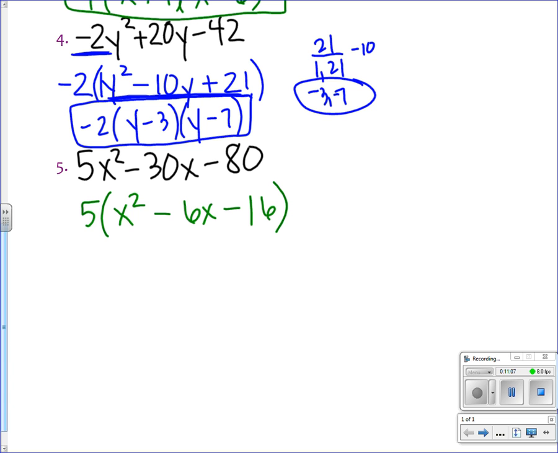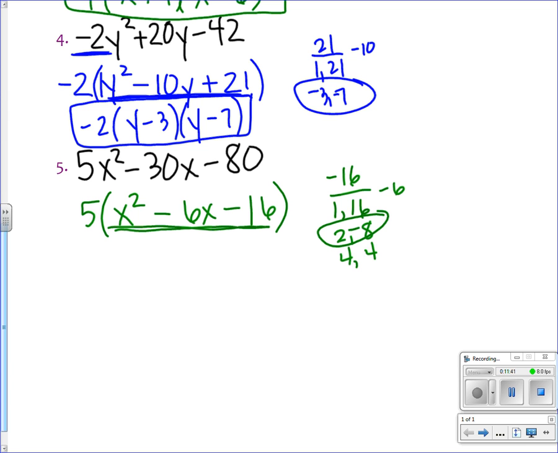Okay, now can we factor what's left? So can we factor just this part? Let's see. We're going to see if there are factors of negative 16 that add up to negative 6. So what are the factors of 16? 1 and 16, 2 and 8, 4 and 4. So if it has to multiply to be a negative 16, that means 1 needs to be negative, 1 positive. Okay, so positive 2, negative 8. Those will be the two factors.